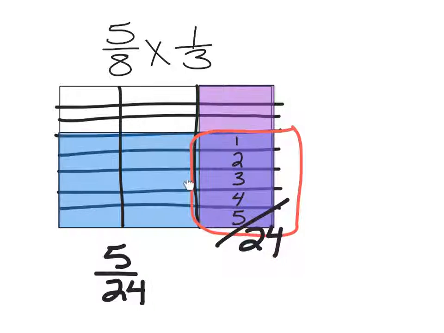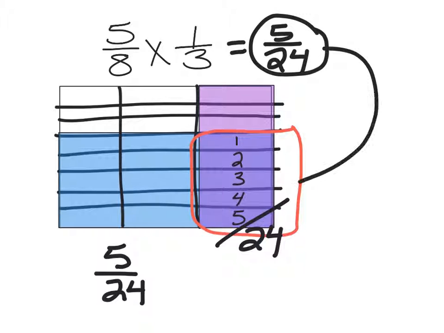Now, this is the mathematical model for solving that. What does the algorithm look like? Well, when you're multiplying fractions, all you do is multiply the numerators and then you multiply the denominators. So let's go ahead and do that. 5 times 1 is going to give me 5. And then 8 times 3 will give me 24. And lo and behold, 5 24ths agrees with our mathematical model right there of 5 24ths. And that is always beautiful, my friend.